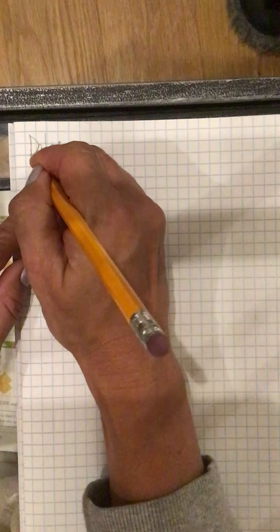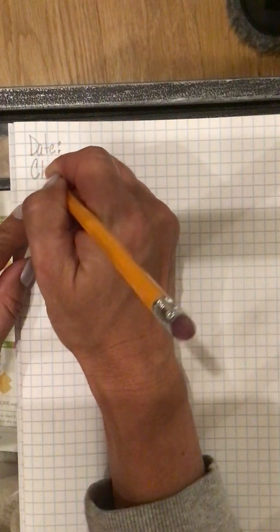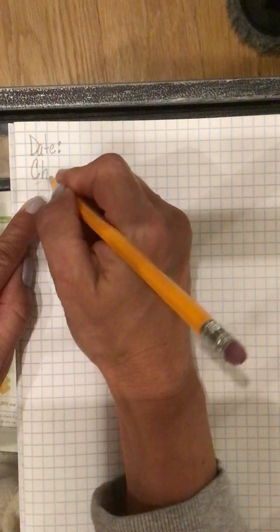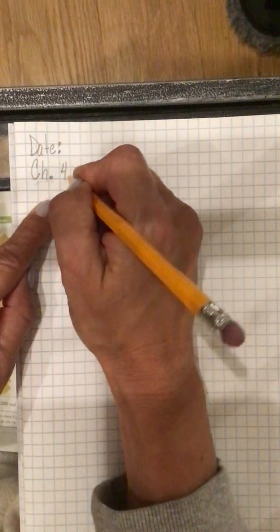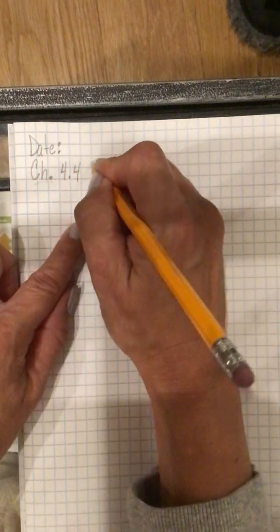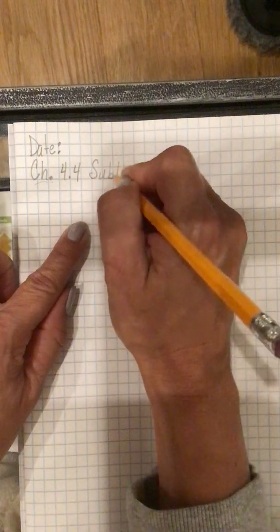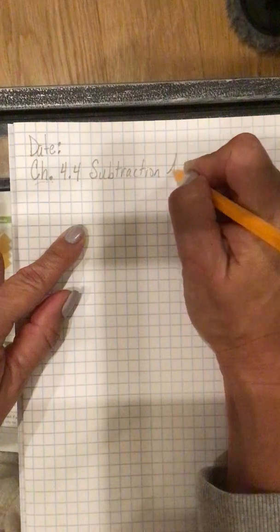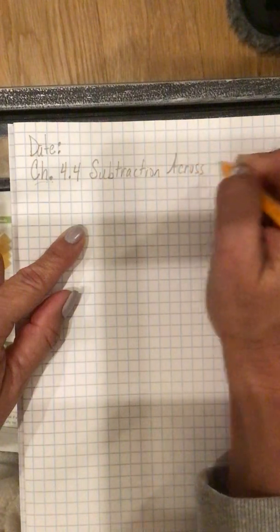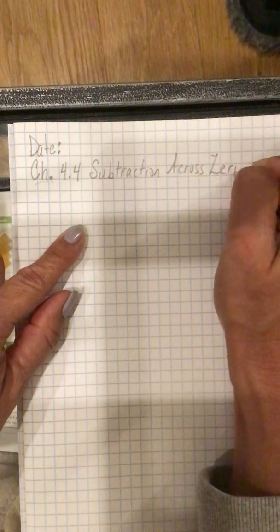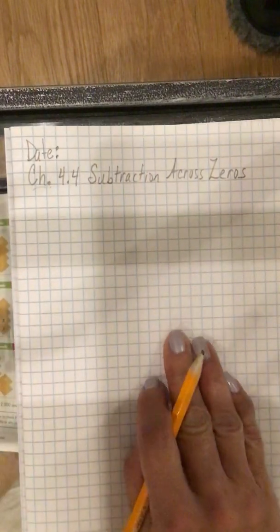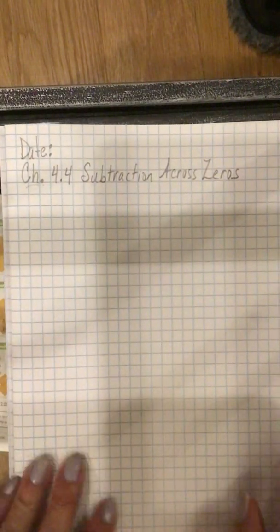The title of the work that we will be doing, or the chapter, is chapter, I'm abbreviating chapter, CH period, 4.4. Subtraction across zeros. So go ahead and label the work that we will be doing.